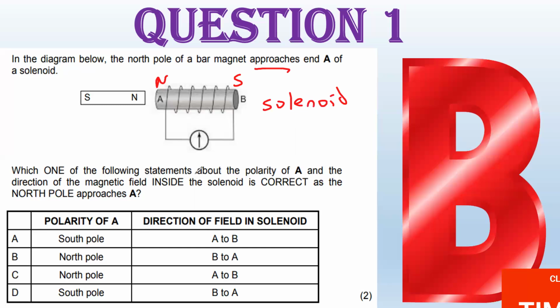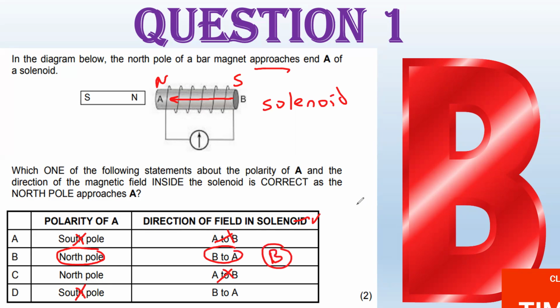After that, what do we know? Inside the magnet, the magnetic field moves from S to N. Because of that, the direction of the magnetic field in the solenoid is B to A. So option A is gone, and option C is gone because of the direction B to A. What else do we know? The polarity of A is N. If they said south, it's gone. Check: the polarity of A is north, and the direction of the magnetic field is B to A. Because of that, our answer is B.